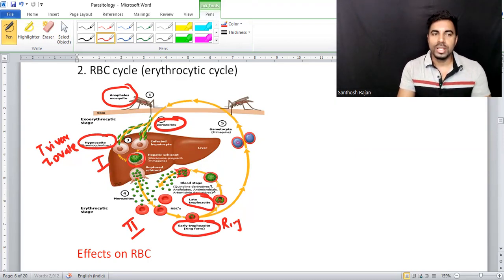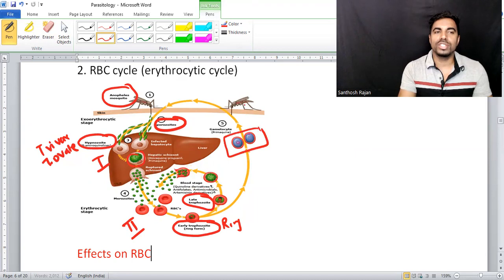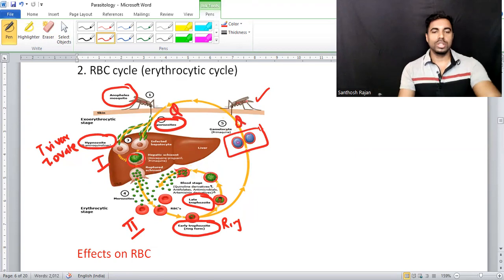But some of the trophozoites become gametocytes, like this. These gametocytes become the infective stage for the mosquito. Got it? Trophozoite is the stage for us, and gametocyte is the infective stage for the mosquito. That's it. This is the cycle.